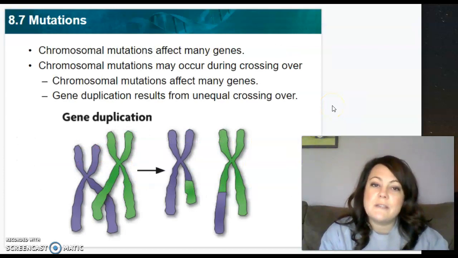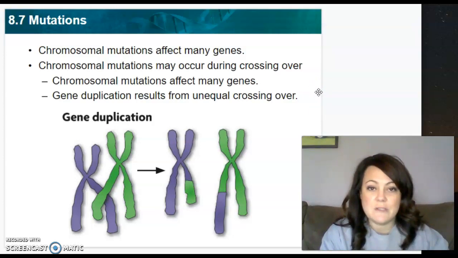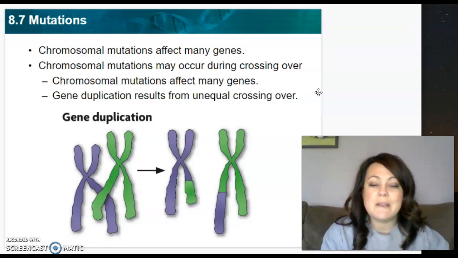Chromosomal mutations can affect many genes. Chromosomal mutations may occur during crossing over. Think way back to when we learned about meiosis. That was when we had crossing over, when we had all those chromosomes jam-packed into the nucleus. Chromosomal mutations may affect many genes, because remember, a single chromosome contains lots of different genes that code for different proteins.